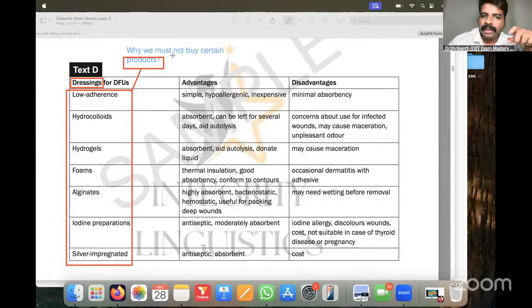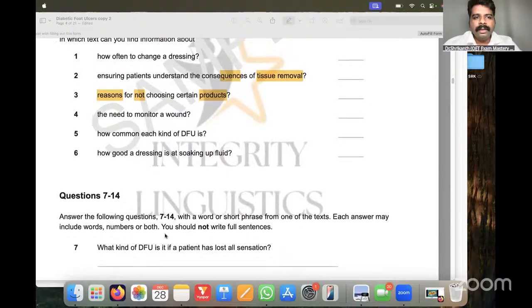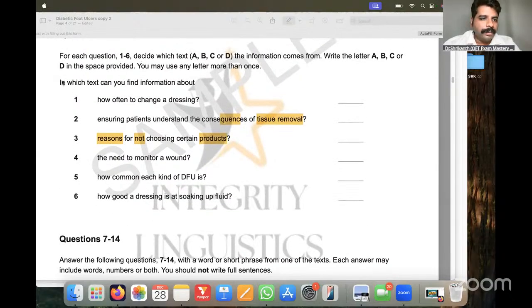Now, the question was asking why we must not buy certain products. That you can find over here, the disadvantages. Okay, so each of the products over here has certain disadvantages, and those disadvantages are the reasons why we must not buy the product. So we can say once again that our intuition was right. So therefore, the answer to this particular question is going to be text D, right? So what do you need to do? You need to come over here, and for the third question, you have to write the answer as capital D.